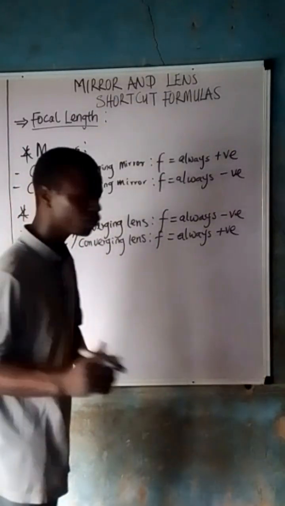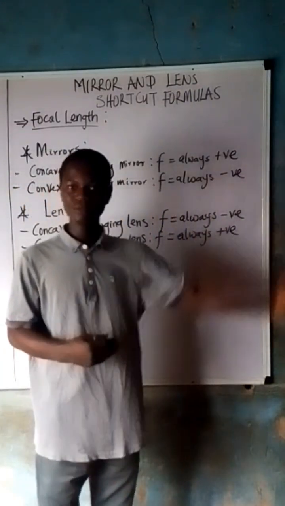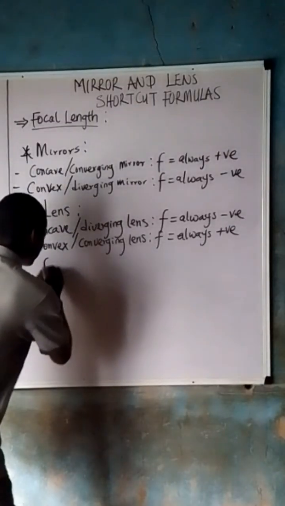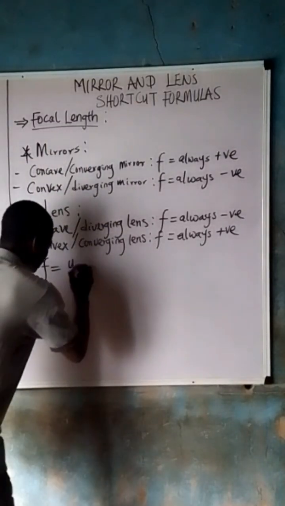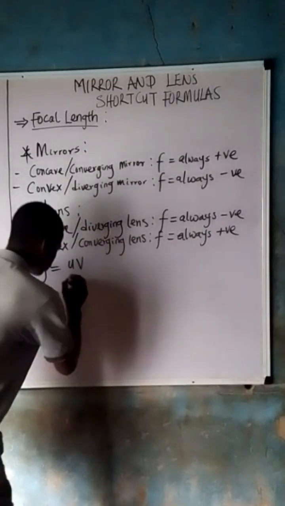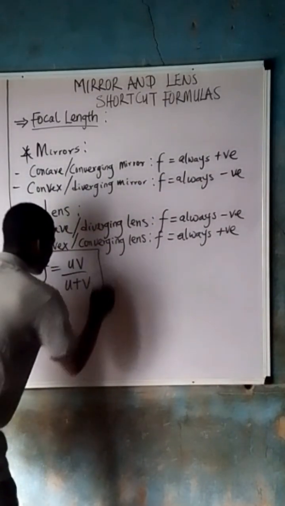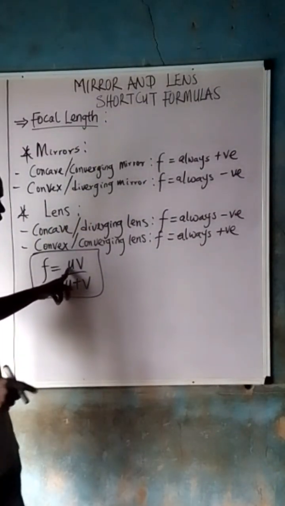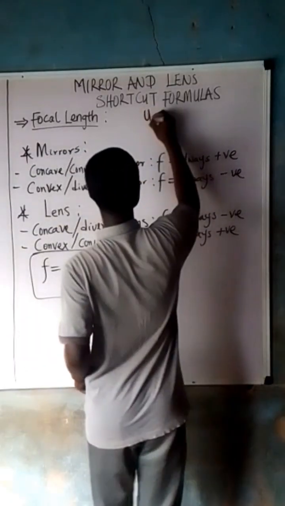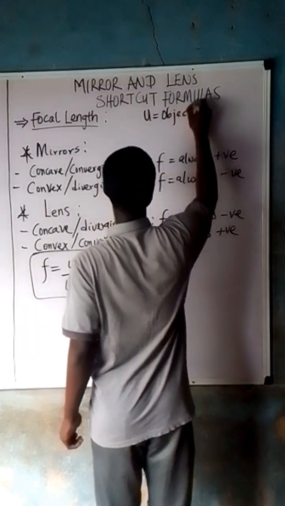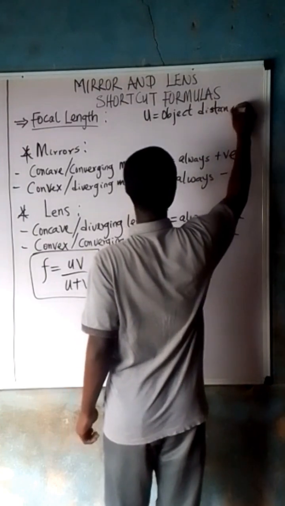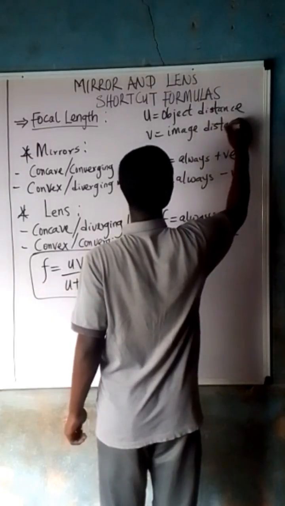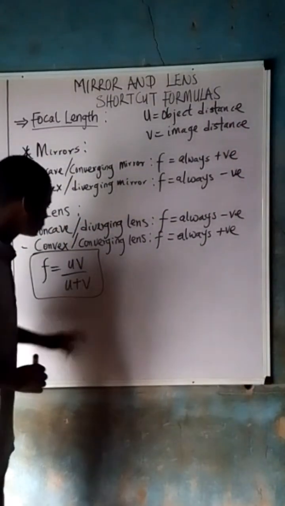Now, for the shortcut formula, we were told that there is something they call the mirror formula and the lens formula. Now, this is a reversed form I would like us to work with next time we see questions on focal length. Instead of using the normal mirror formula or lens formula, you can use this. It will give you your answer. So, if we're asked to find focal length, just input the values for u and v. Now, take note, what is u? u equals object distance, whereas v equals image distance. All this must be at the back of your mind.